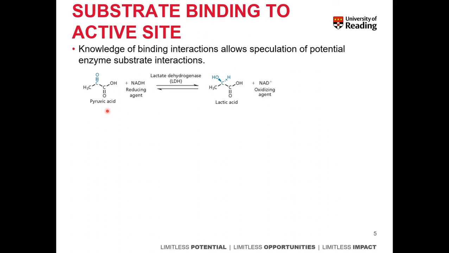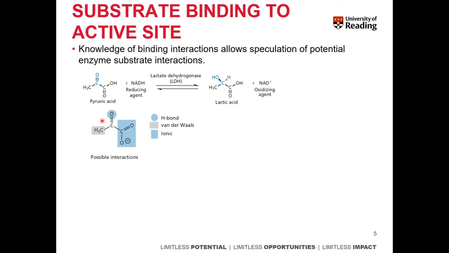This is pyruvic acid, which, when it's in the presence of a reducing agent, can be processed by lactate dehydrogenase to form lactic acid. Now, this involves the conversion of this carbonyl group into an OH group, and also adds another hydrogen onto this carbon center. You should also note that it turns this carbon center from one that isn't chiral into one that is. Now, if we look at the functional groups present on the pyruvic acid, what we can see is that we have a carbonyl group, a carboxylic acid group, and a methyl group here.